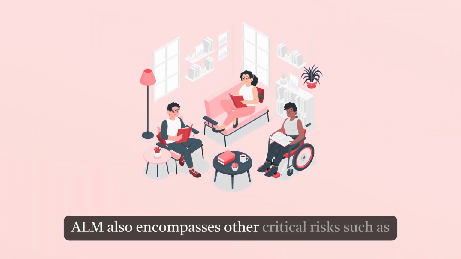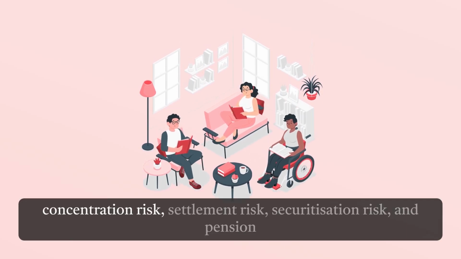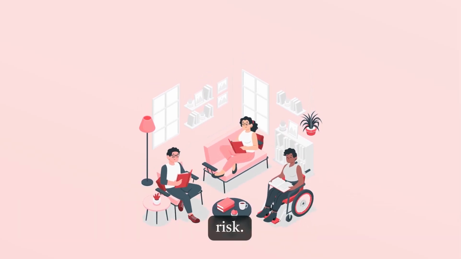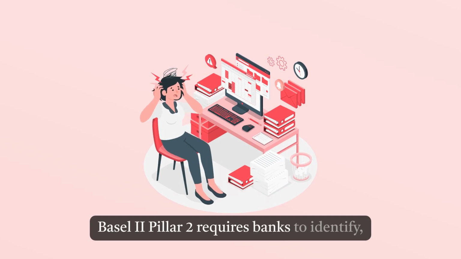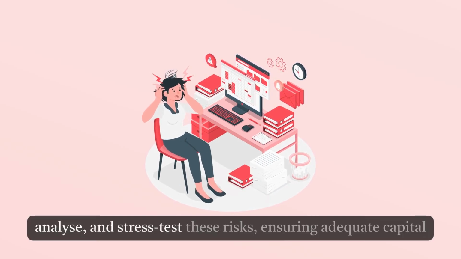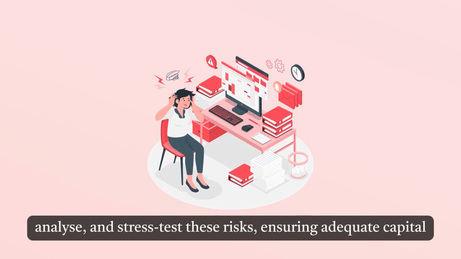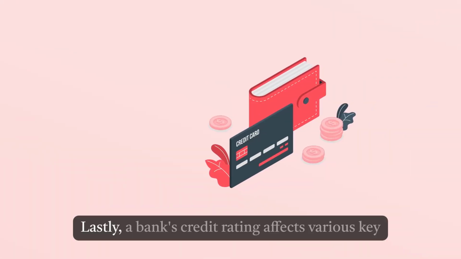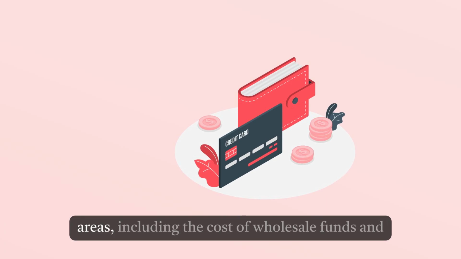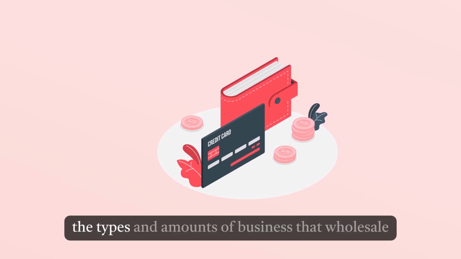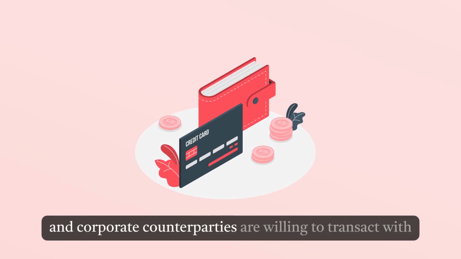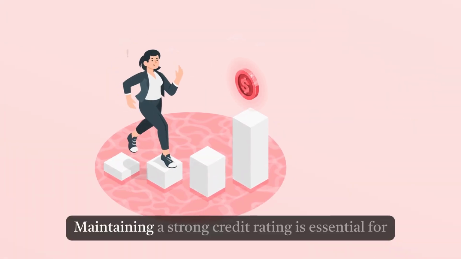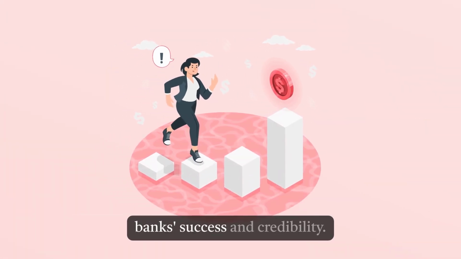ALM also encompasses other critical risks, such as concentration risk, settlement risk, securitization risk, and pension risk. Basel II Pillar 2 requires banks to identify, analyze, and stress test these risks, ensuring adequate capital support, as per regulatory satisfaction. Lastly, a bank's credit rating affects various key areas, including the cost of wholesale funds and the types and amounts of business that wholesale and corporate counterparties are willing to transact with the bank. Maintaining a strong credit rating is essential for bank success and credibility.